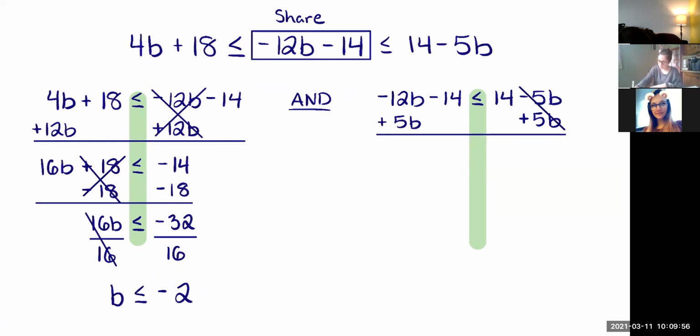So that removes it from the right-hand side. So Leanna, this is right up your alley. You like everything moved to the left. So I get negative 12b plus 5b, which I believe gives me a negative 7b.